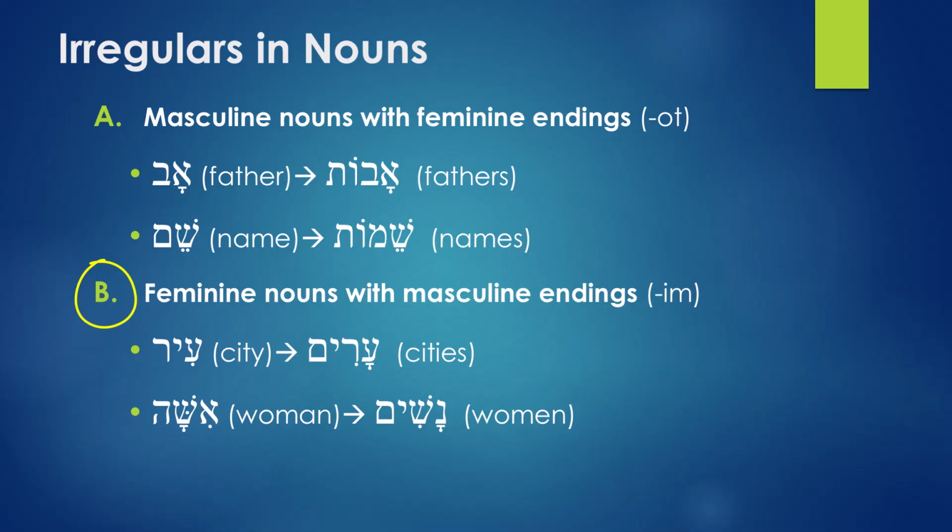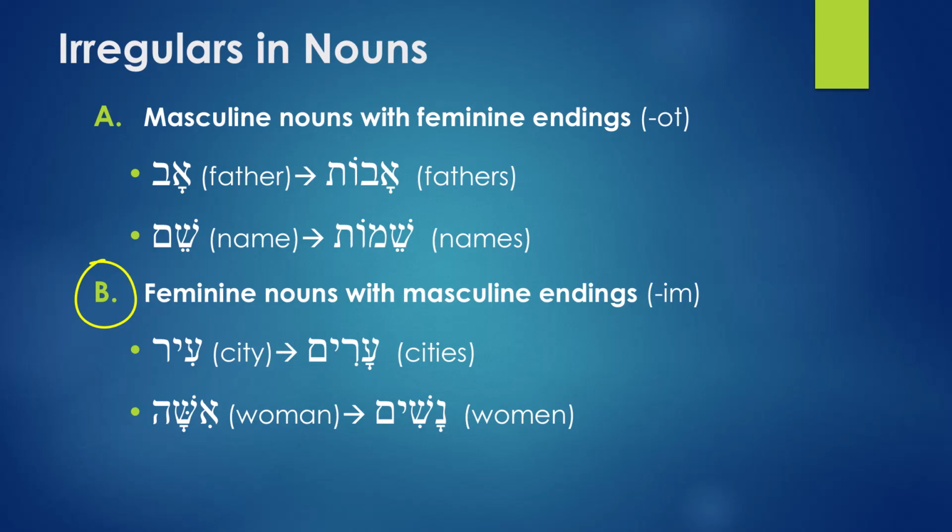Case number 2 refers to nouns that are feminine but are taking masculine endings in the plural. It's the opposite of case number 1. For example, the word ear. Ear means city. In the plural, it's going to be arim. Ear is a feminine noun. It was supposed to be arot because ot is a feminine ending, but it's going to be arim, meaning cities. Why is that? It's irregular, it's abnormal. You just have to know that ear becomes arim in the plural. Ear, a feminine noun, takes a masculine ending, arim, which means cities.